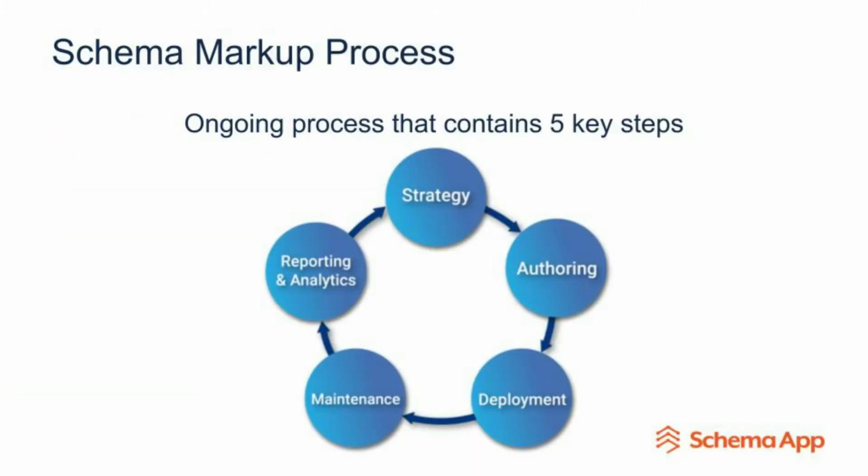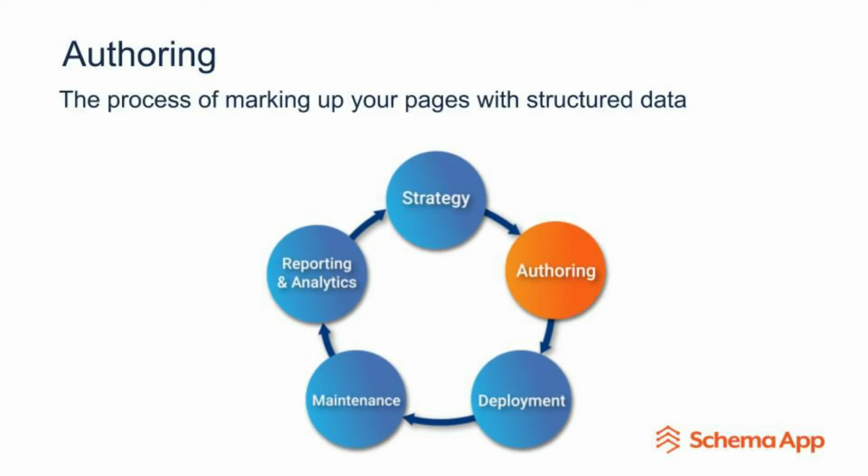Here at Schema App, we view the Schema Markup process as an ongoing process that contains 5 key steps, starting with strategy, through to authoring, deployment, maintenance, reporting and analytics, and often back to strategy. This particular training focuses on authoring, which is the process of marking up your pages with structured data.